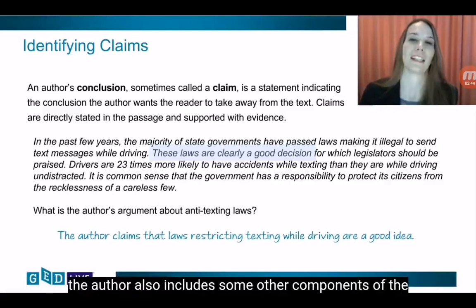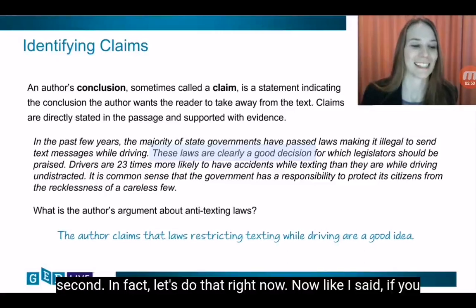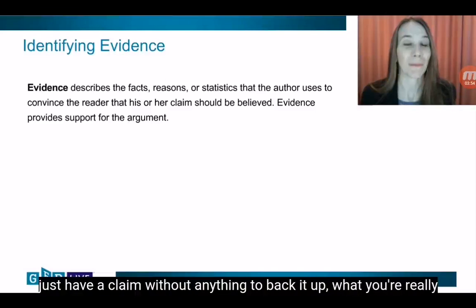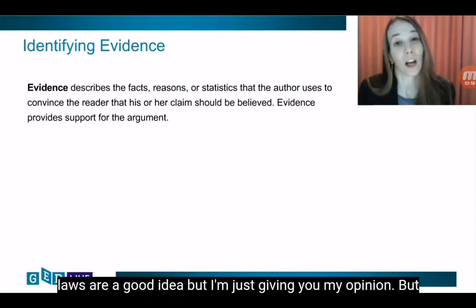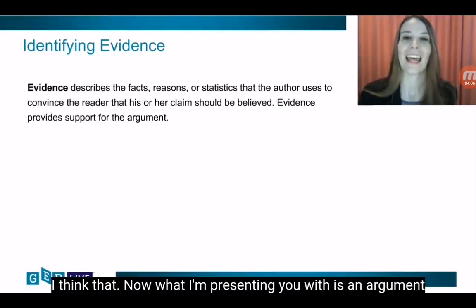And of course, you see the author also includes some other components of the argument as well, which we're going to talk about in just a second. In fact, let's do that right now. Now, like I said, if you just have a claim without anything to back it up, what you're really stating is your opinion. If I just said, well, these driving laws are a good idea, then I'm just giving you my opinion. But if I say these driving laws are a good idea, and here is why I think that, now what I'm presenting you with is an argument.